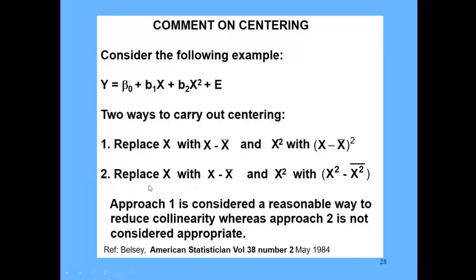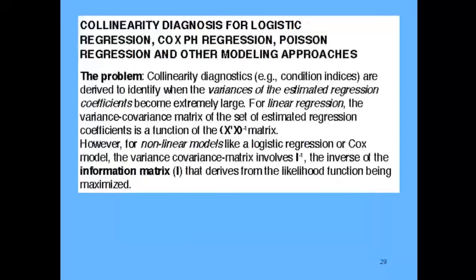Approach 2 says replace x with x minus x bar and then replace x squared with x squared minus the mean of the x squared values. That doesn't work. That second one definitely never corrects a collinearity problem. The first one might help, but it's very debatable. You might try it, but generally it's not going to work. If you have your data and you want to try it, and it's important to you, you ought to read that paper that I referenced.